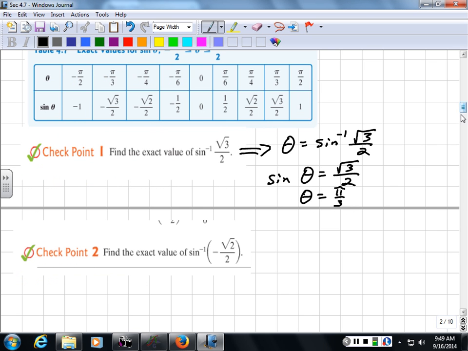All right, so let's find the exact value of the inverse sine of the negative square root of 2 over 2. Well, once again, if this is equal to theta, that means that the sine of theta is equal to the negative square root of 2 over 2. Now, what's the negative square root of 2 over 2? Theta is going to be, and if you look at your table, if you don't remember it, it's negative pi over 4, right? So therefore, theta is equal to negative pi over 4.